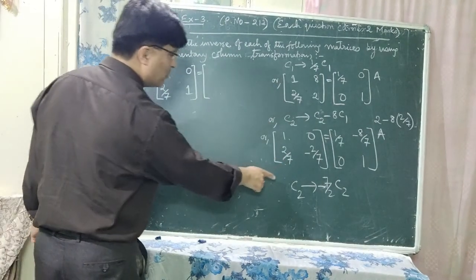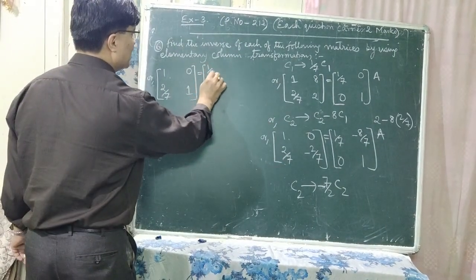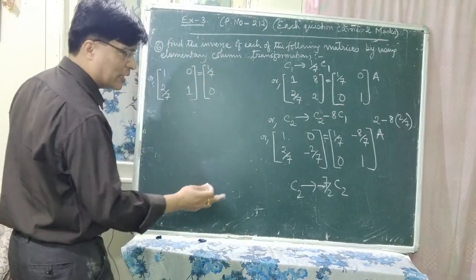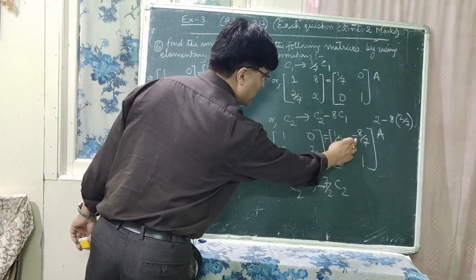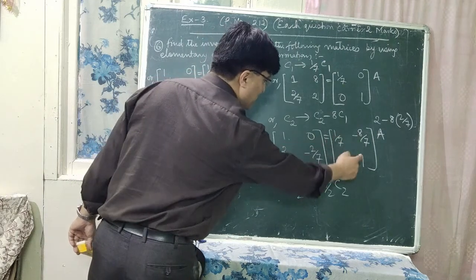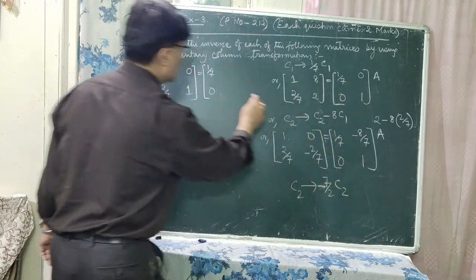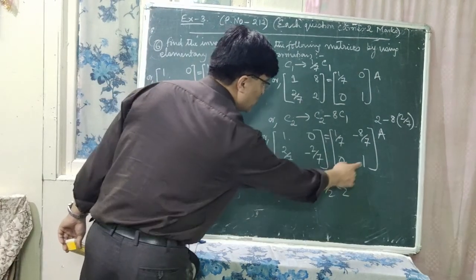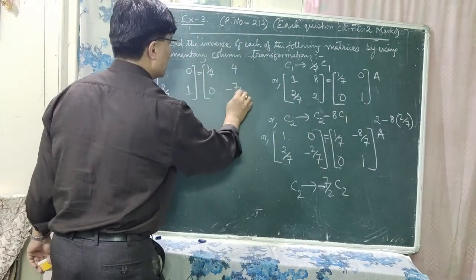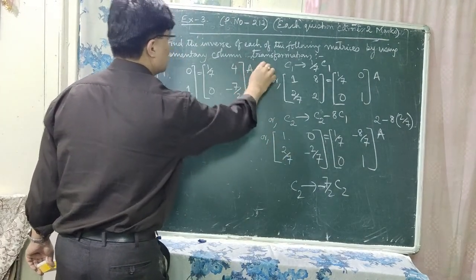Now here also column 1 remains same, 1 by 7, 0. Now column 2 is changing. How does it change? If you multiply it by minus 7 by 2, minus 8 by 7 into 7 by 2, the 7s get cancelled. So 2 fours are 8. Right? Minus 7 by 2 into 1, minus 7 by 2. Then it is A.